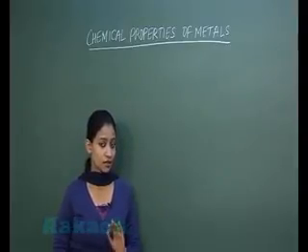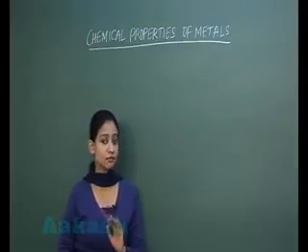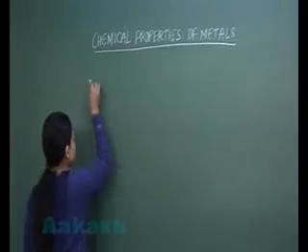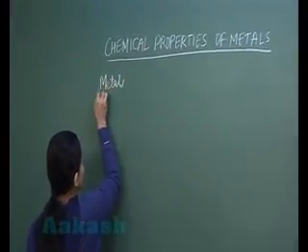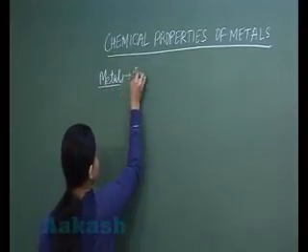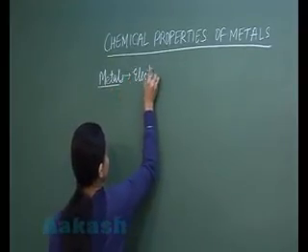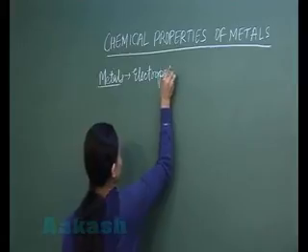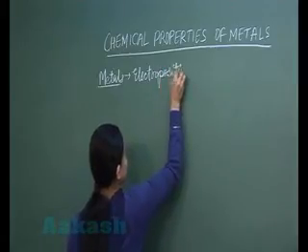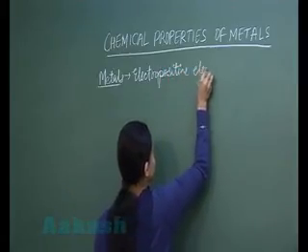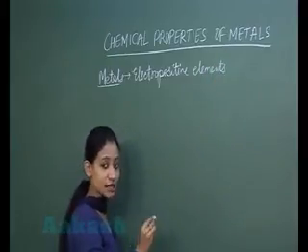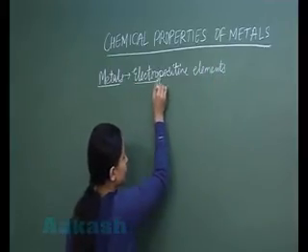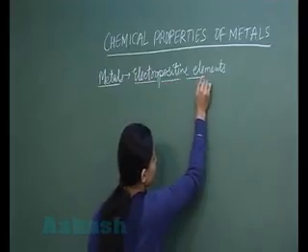So what is the reason? The reason is their electropositive nature. So the metals are also known as electropositive elements. Why are these known as electropositive elements? Because they easily lose their valence electrons to form positively charged ions. Therefore, they are known as electropositive elements.